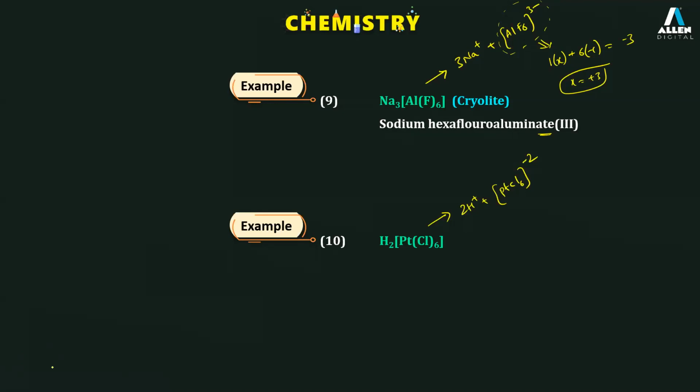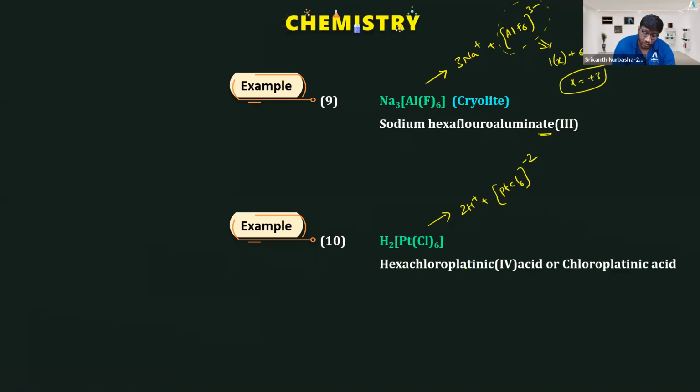Hydrohexachloroplatinate. Platinate. Okay, fine. But the exact name of this compound is this one: hexachloroplatinic(IV) acid, or chloroplatinic acid.